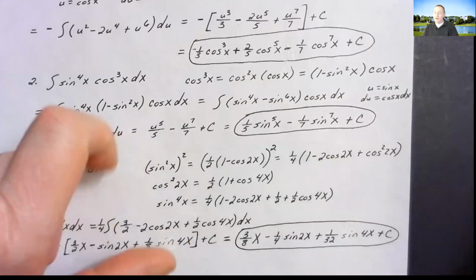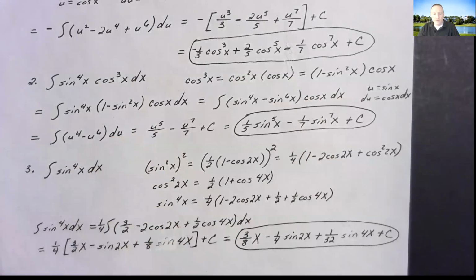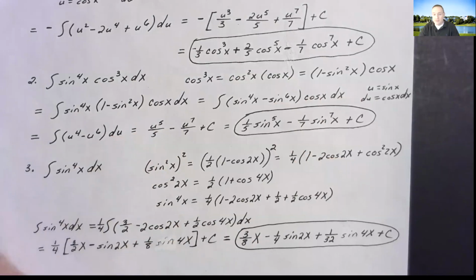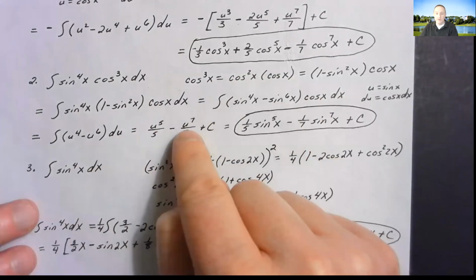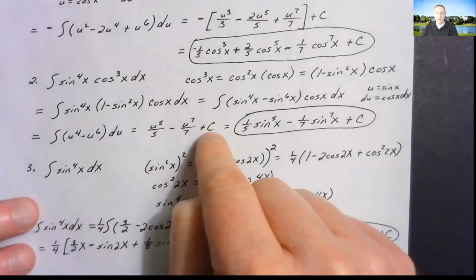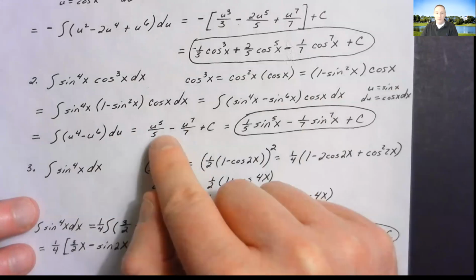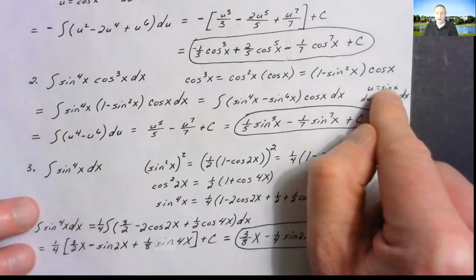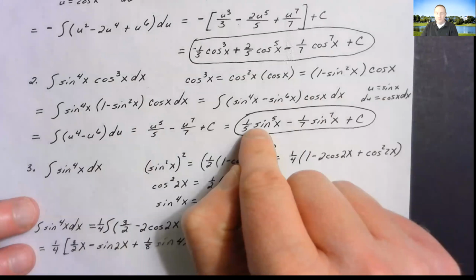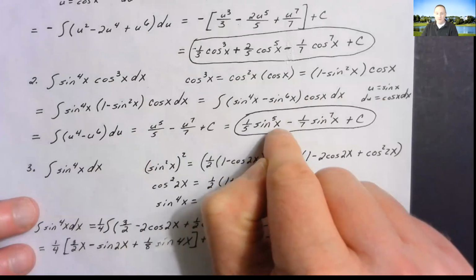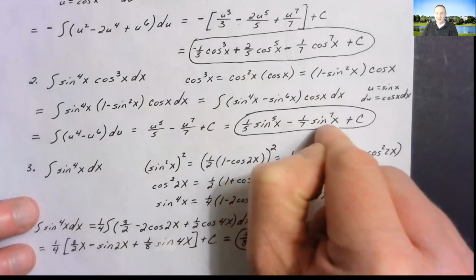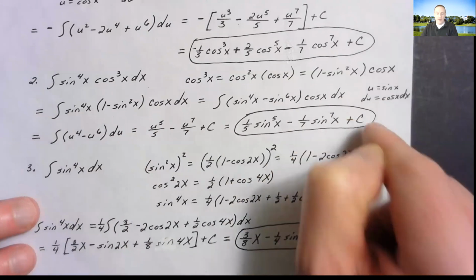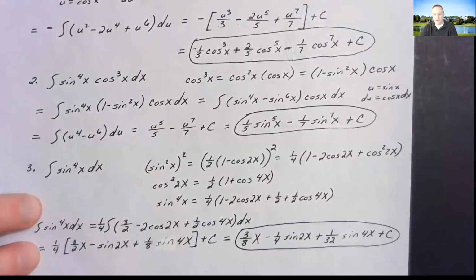This is just going to become u to the 4th minus u to the 6th. At that point, it's a very nice power rule where you say, well, the integral of u to the 4th minus u to the 6th is u to the 5th over 5 minus u to the 7th over 7 plus your constant of integration. Then at that point, you can say, well, all right, u is the sine of x, so we're going to get 1/5 sine to the 5th of x minus 1/7 sine to the 7th x plus that glorious constant of integration.